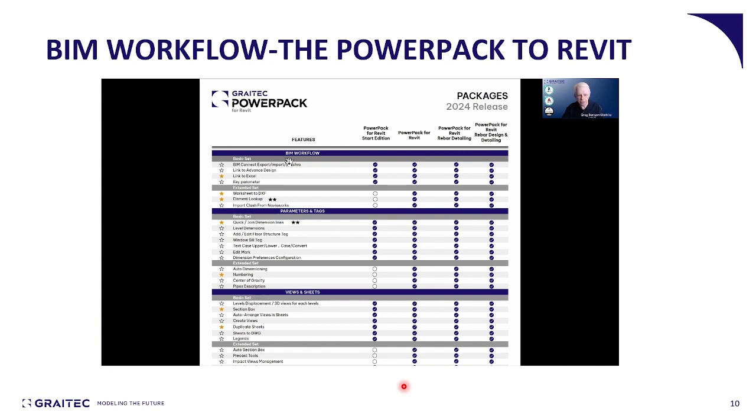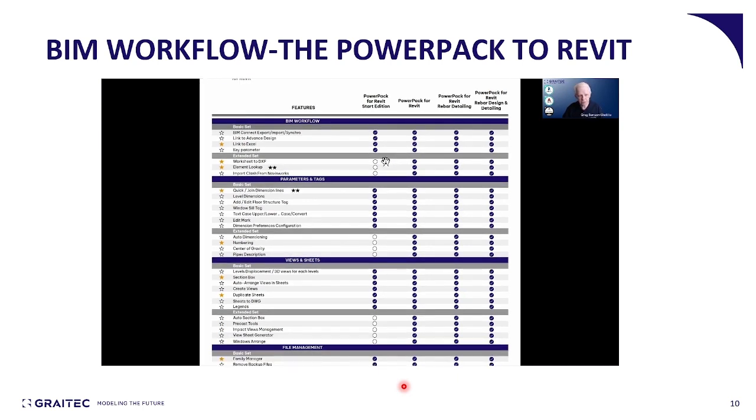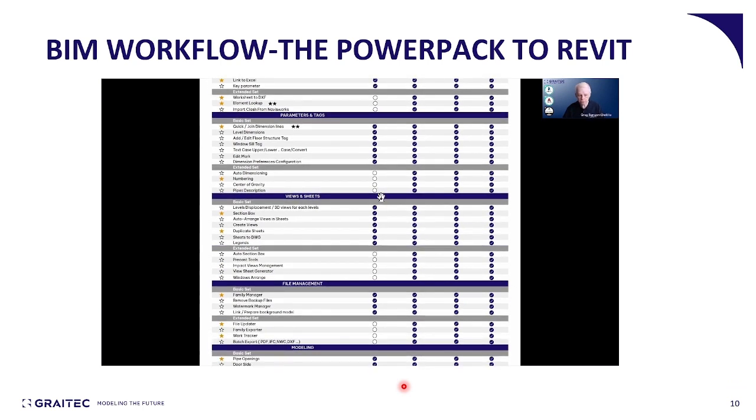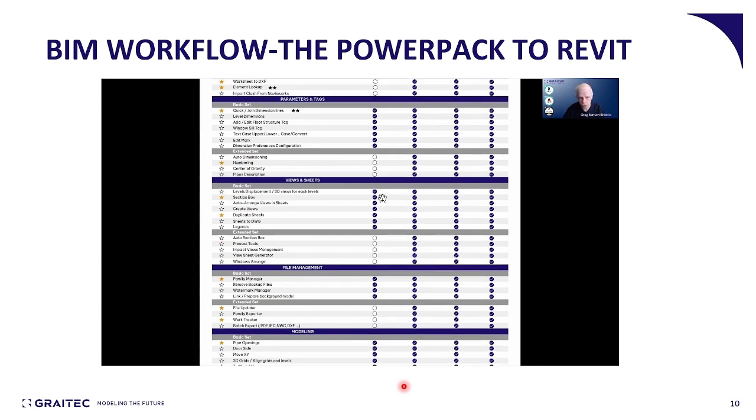So here we have this PDF that's available, and as we scroll down we can see which tools are available. Now, even in the basic Power Pack for Revit, we have over 70 really useful tools, and I personally use them on my own projects. So I'm not just speaking as a commentator for Graitec. These are really useful tools.